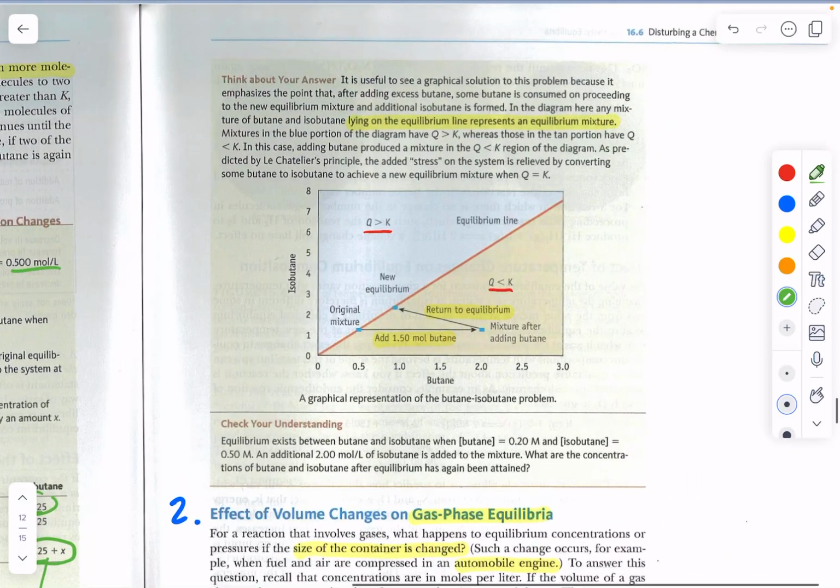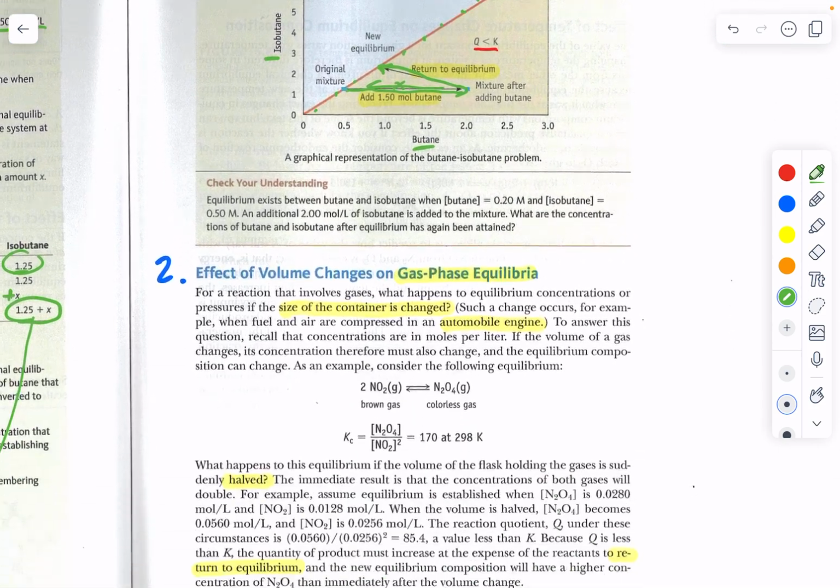And some books will use a graph like this that basically says any place along this line, you're going to be at equilibrium in terms of your molarity of isobutane compared to your molarity of butane. You have many places that you can be at equilibrium. And so if we were to add 1.5 moles of butane like we did in the previous problem, equilibrium shifts, but instead of going back this way, which it doesn't do, it ends up back there. And you end up at equilibrium at different molarities, but the same value of K nonetheless.